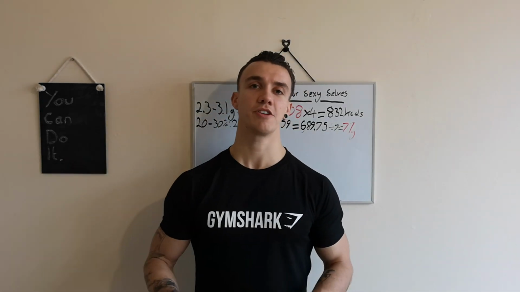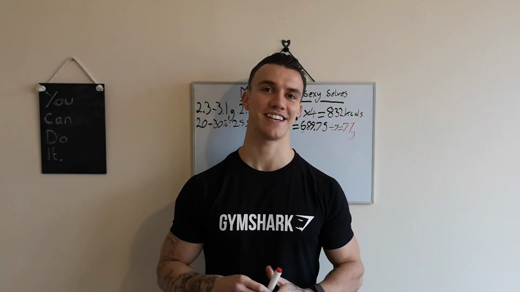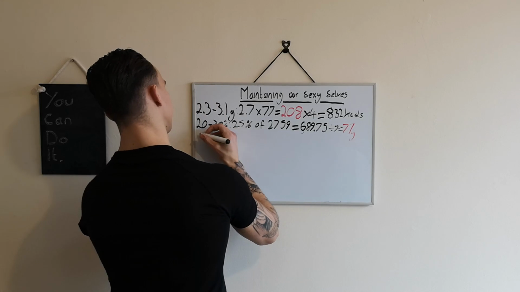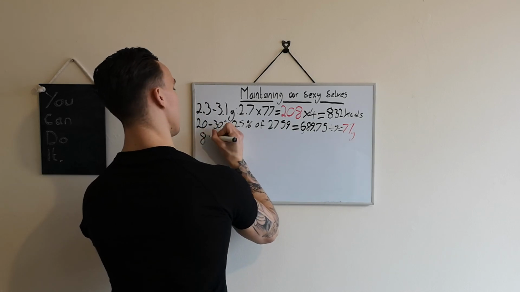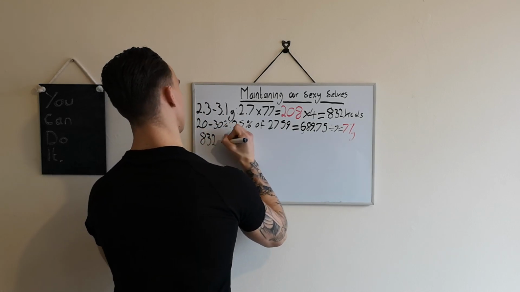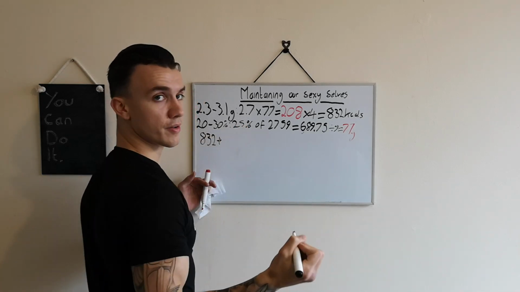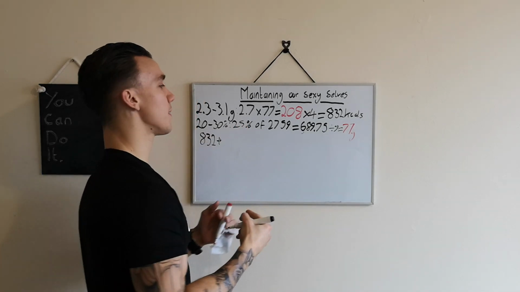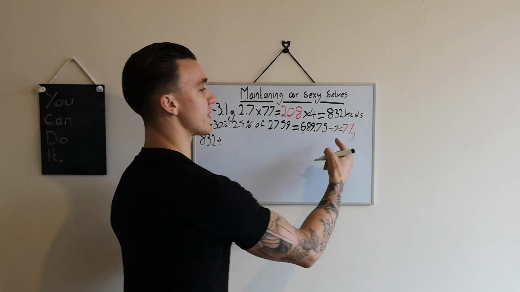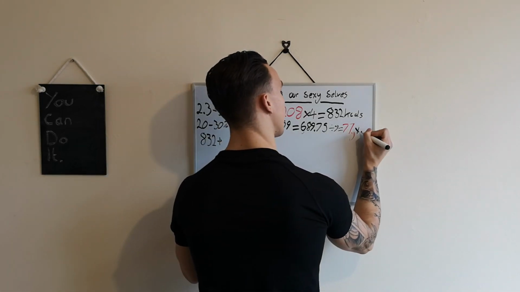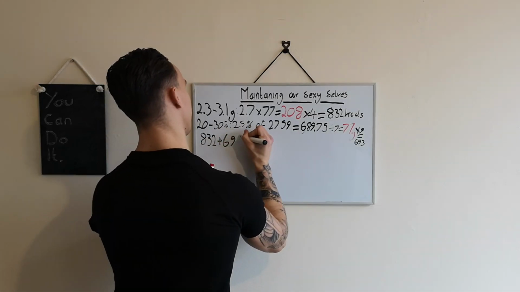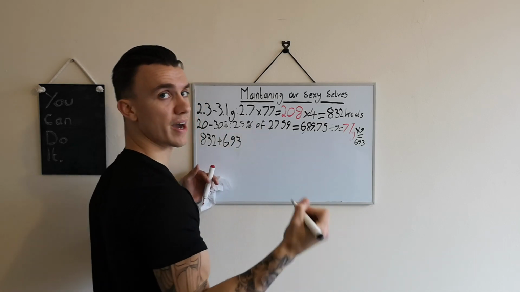So to get our carbohydrates, what we need to do is get our calories from our fats and from our protein, add them together and subtract that from our total daily energy expenditure. Let's go. So we've got our 832 from our protein, and from our fat, because we rounded that up, we need to times that by 9 again. 693, so that's the calories from our fat intake.